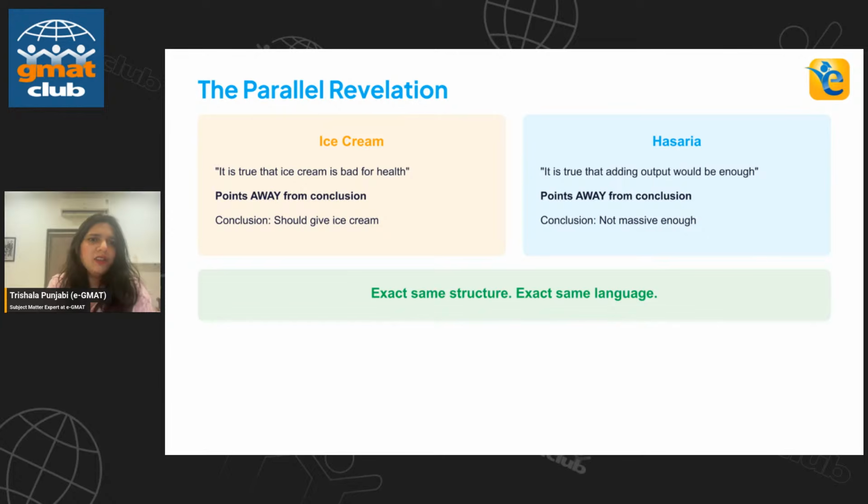Just like here, we are saying that it is true that ice cream is bad for health. It's like a pros and cons thing, right? The con is that it is bad for health, but because children like it so much, and it's once in a while, we should give ice cream to them. So we evaluated the pros and cons, and then came to the final conclusion that we should give ice cream. But that does not mean that ice cream is not bad for health. That is a true consideration, but it is just outweighed by the fact that we want to make children happy. Does this make sense?